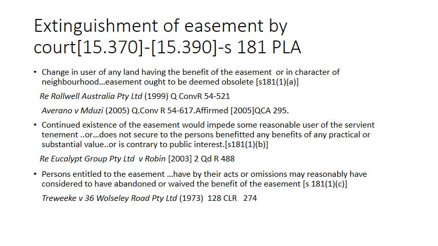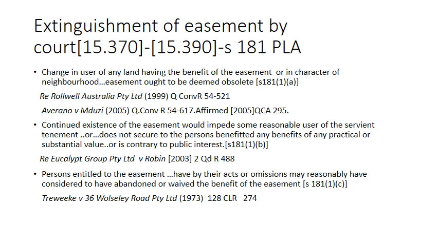Now, abandonment of a property right, or the waiver of a benefit of property right, is very difficult to prove. The word abandonment is actually used in section 181(1)(c) as one of the factors which might be taken into account in whether a court would consider an easement extinguished.